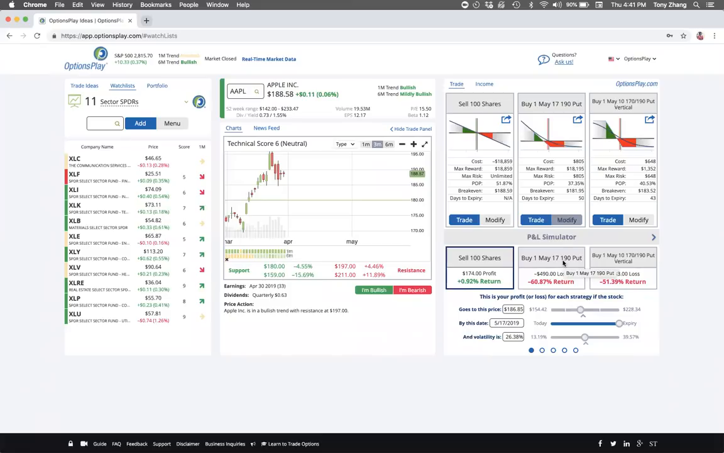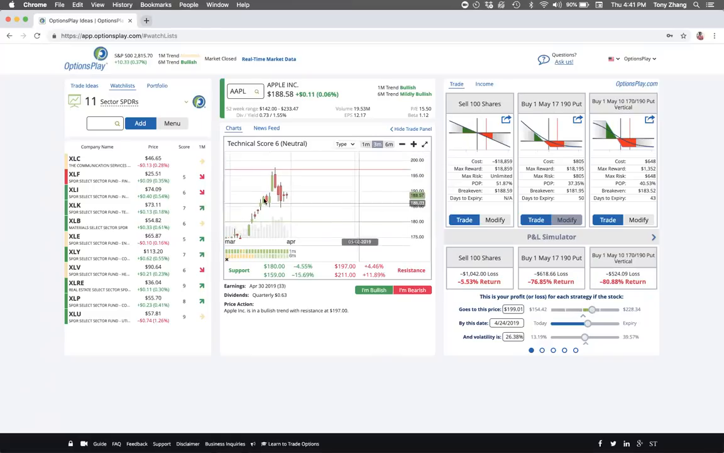So this is really where you can utilize our tool to play around with different outlooks and see exactly what your expected return is if you're correct. And more importantly, what your expected gains or losses are if you're wrong. What happens if Apple rallies from here? What happens if it goes back up to 197 or 200? How much money do I lose?